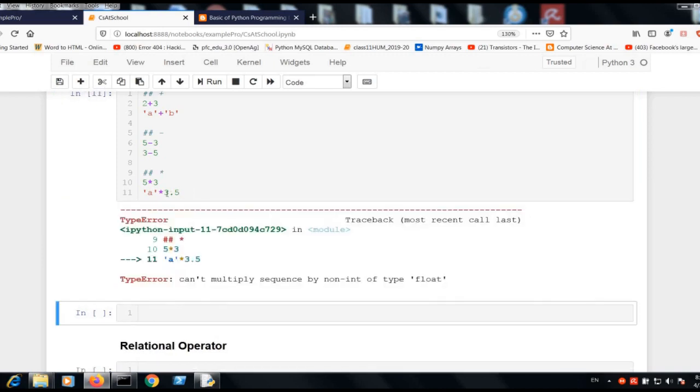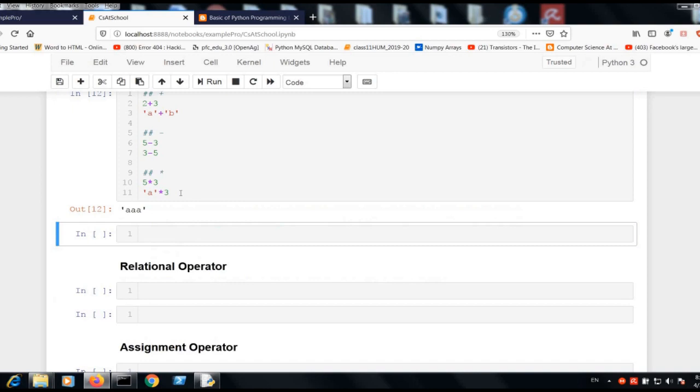As you can see, it doesn't work because it doesn't make sense. How could you write A 3.5 times? You can write it 3 times or 4 times or 5 times, but not 3.5 times, right? So that is one of the examples.